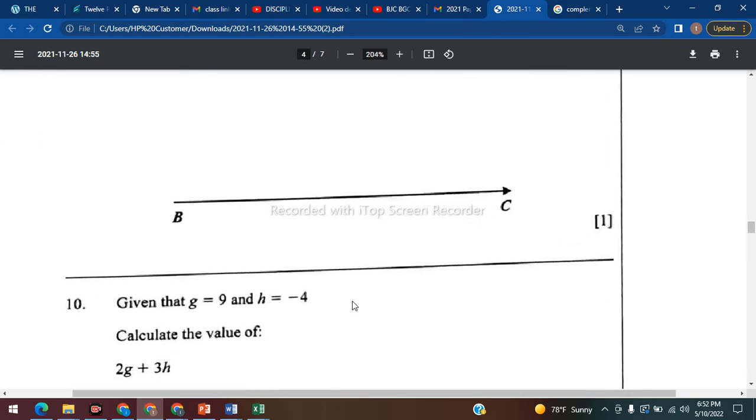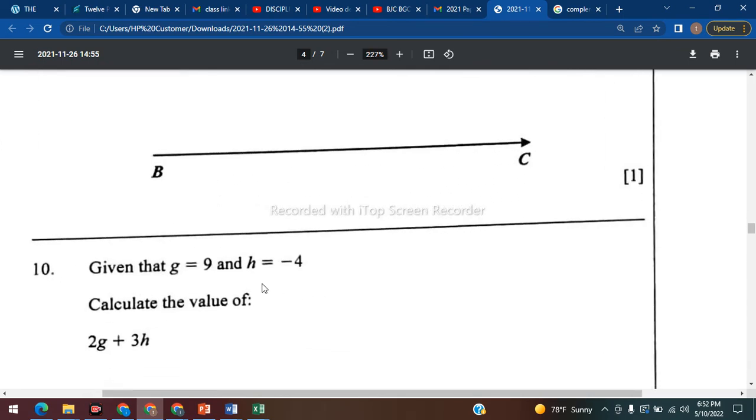So the next question is, given that G is 9 and H is -4, calculate the value of 2G plus 3H. Oh, sorry about that. Given that G equals 9 and H is -4, calculate the value of 2G plus 3H.